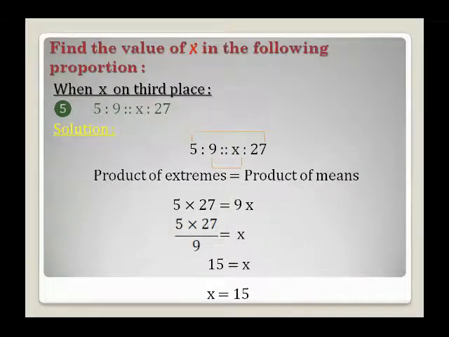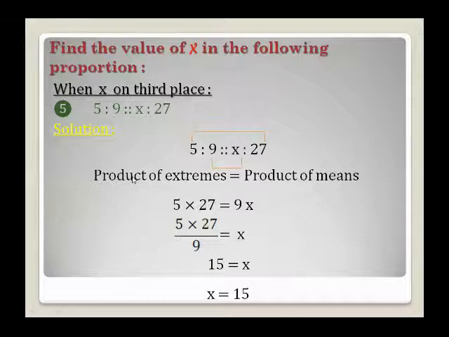Now, question number 5 from the same exercise, but here we have the case when x is on the third place. When x is on the third place of a proportion, how do we solve it? We start our question number 5, which is 5 ratio 9, proportion x ratio 27. Now, student, here we start the solution. We write this proportion 5 ratio 9, proportion x ratio 27.